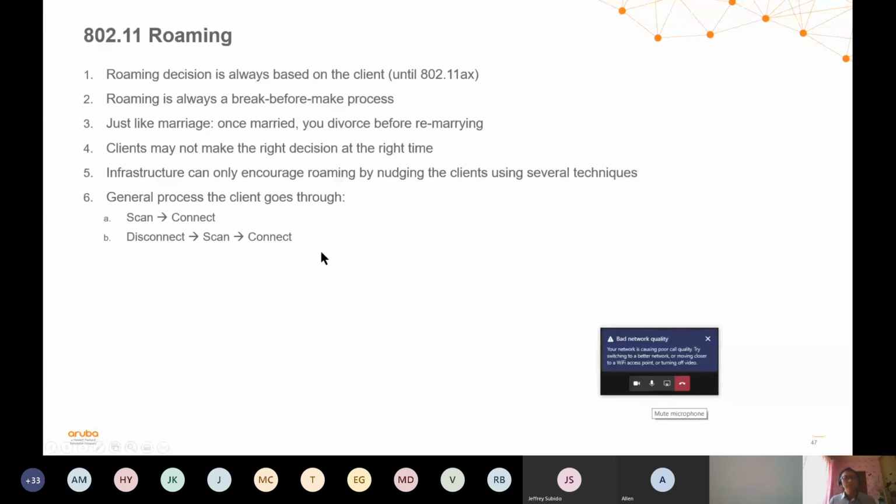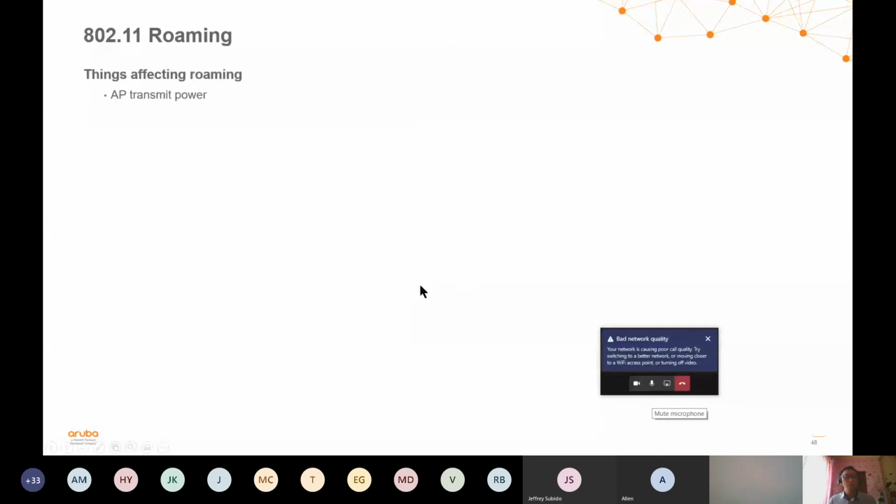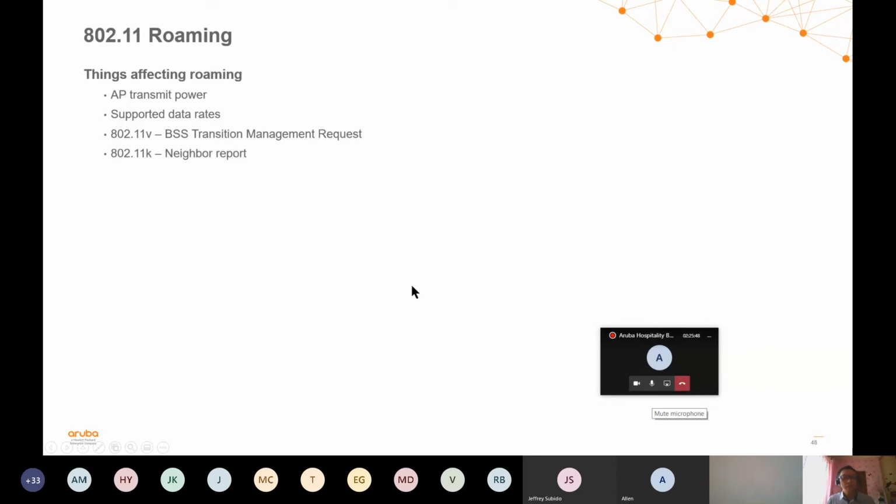Okay. So there are things that affect roaming. First of all is transmit power. Supported data rates is another. There are some protocol elements: 11v BSS transition management request, 11k neighbor report, and 11r fast transition. Now 11r applies only to .1x SSIDs. It doesn't apply to open SSIDs. Neighbor report and 11v BSS transition are applicable to all SSIDs.